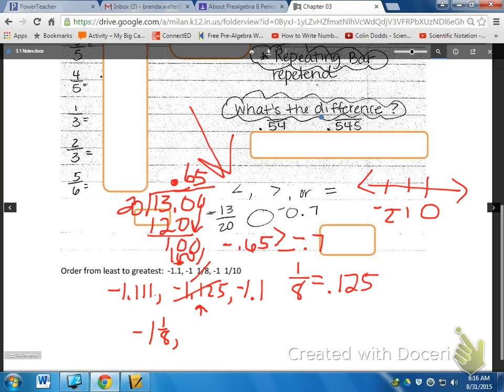Which one's the next smallest? Negative 1.1. This one has a 0 in it, and this one has a 1. So which one would be farther away from 0? Oh, look. Repeating. The repeating one. So negative 1.1 repeating. And then finally, negative 1 and 1/10. That's because it's on the negative side. You got to be careful about that. That goes in reverse. Are there any questions? Uh-oh.